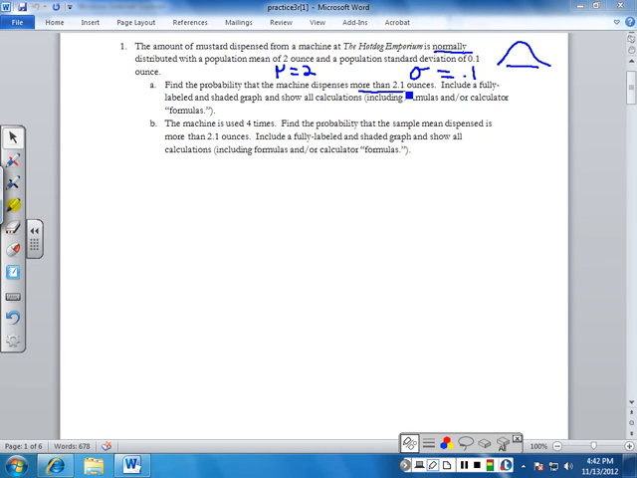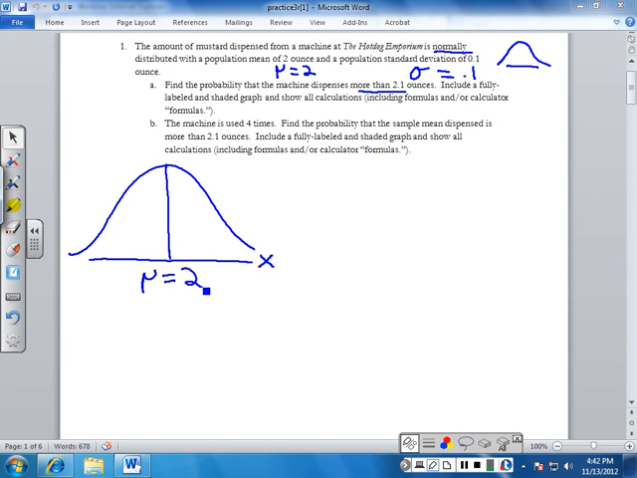And we're going to label the graph and show our calculations. So it's just asking, there's no sample. So this is a straight normal distribution problem, kind of like we had on the first exam. So I'm going to draw my curve. It's a distribution of x's with a mean of 2 and a standard deviation of 0.1. And we want to find above 2.1. So we'll just locate a 2.1 up here.